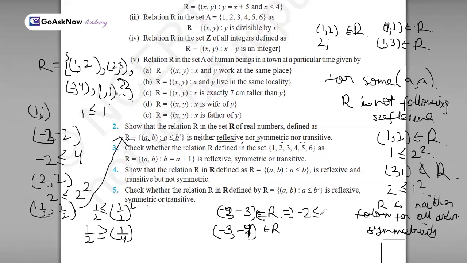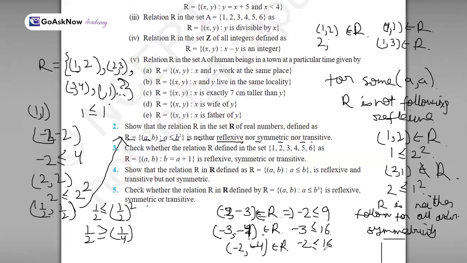Minus 2 is less than equal to 9. Yeah, it is true. And here, minus 3 is less than equal to 16. So for transitivity, I have that minus 2 and minus 4 also in the relation, belonging to R. For transitivity, minus 2 is less than equal to 16. Yeah, it is also true.